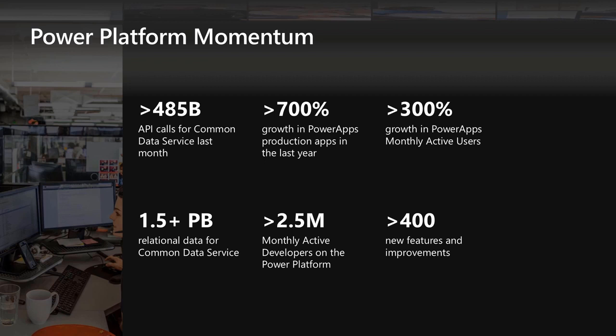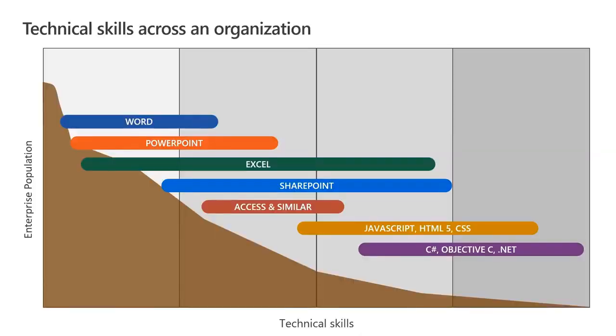And also the momentum around new features and improvements that are coming that are a direct correlation to feedback that Microsoft is receiving from the community and users of the application platform, and addressing things that they need to be able to build the next generation of application. In the next release wave, there are over 400 features or improvements that are being added directly based on feedback.